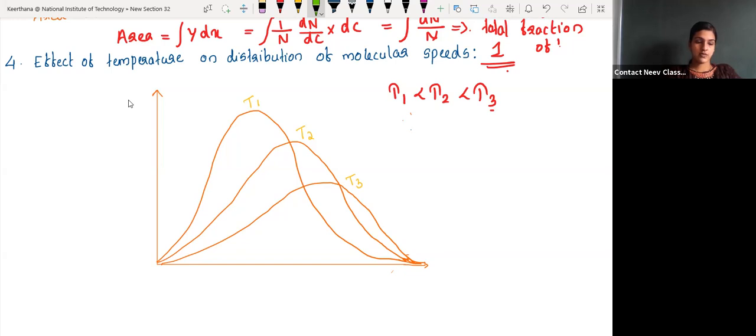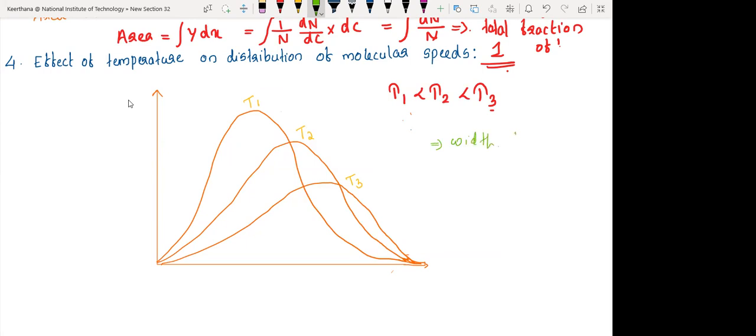Curve becomes flatter. That is shifted to the right hand side. And you can also write the same point in another way. As temperature increases, height of the curve decreases. And as we know, area is a constant, right? So if the height decreases, what change should occur for width?